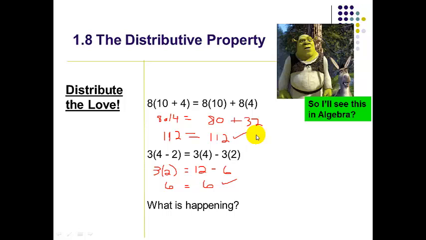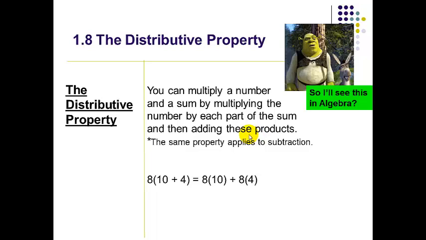So what is actually happening is what we call the distributive property. And just like we're distributing papers in the class, so we're handing it out. And so here's your formal definition. You can multiply a number and a sum by multiplying the number by each part of the sum and then adding these products. So here you can say that I'm multiplying my sum, and that would equal multiplying each part of the sum.